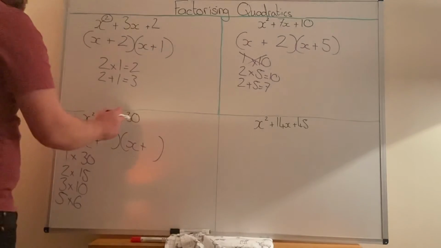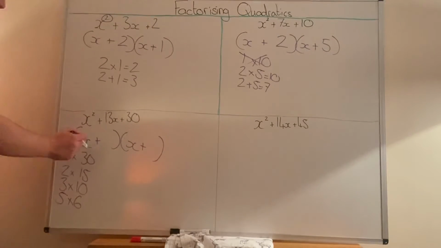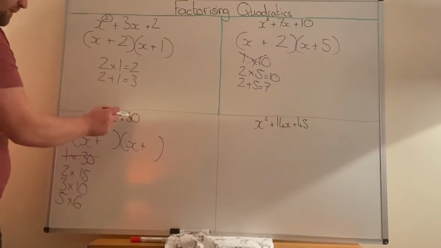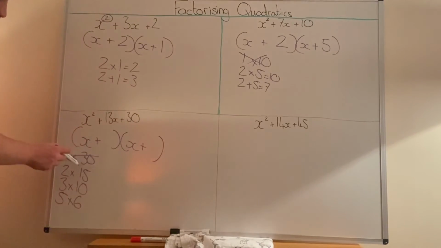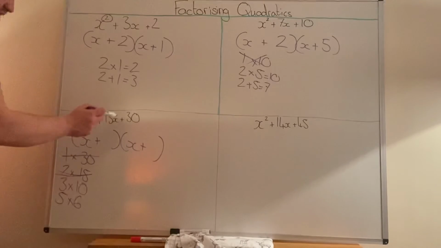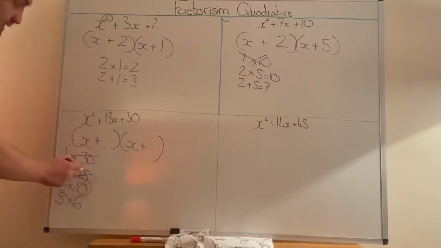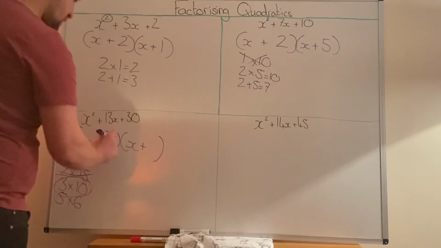1 times 30 equals 30, but we can't make 1 and 30 add to make 13. So we're going to cross that off. 2 times 15 makes 30. Now we can make 13 out of 2 and 15, but not when the signs are both positive. So we're going to cross that off. 3 times 10 is 30, and 3 add 10 is 13. So it's this one here. It doesn't matter which bracket they go into.